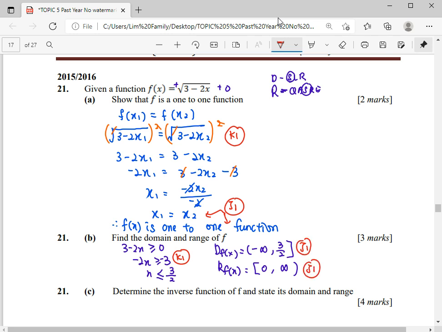Actually from the domain and range, we can read our graph direction. The domain is negative infinity until 3 over 2, meaning less than 3 over 2, so the graph is going to the left. And the range tells us whether it goes up or down. The range is 0 to infinity, so it's going up. So this graph is going up and to the left.